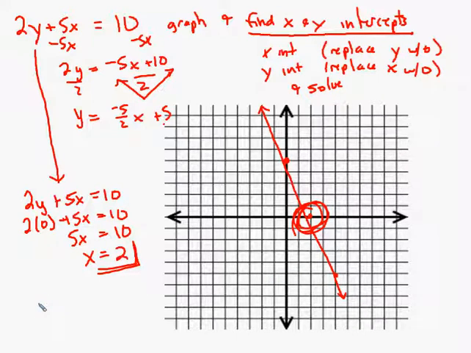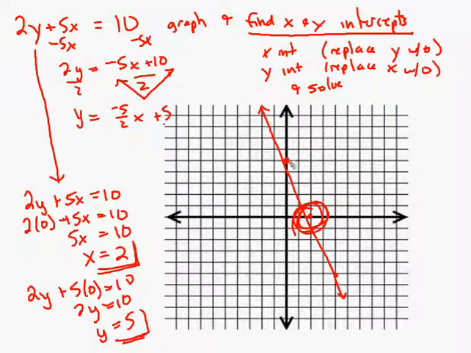You should be praising God. Yay, I have a picture to find it, instead of doing it with algebra. Now to find the y-intercept, I'm going to replace x with 0. y equals 5. Look, y-intercept, right?